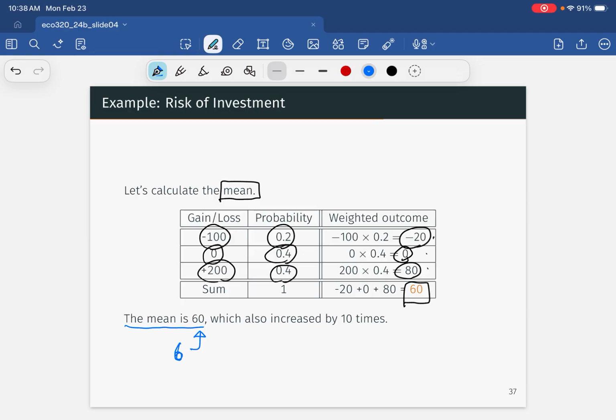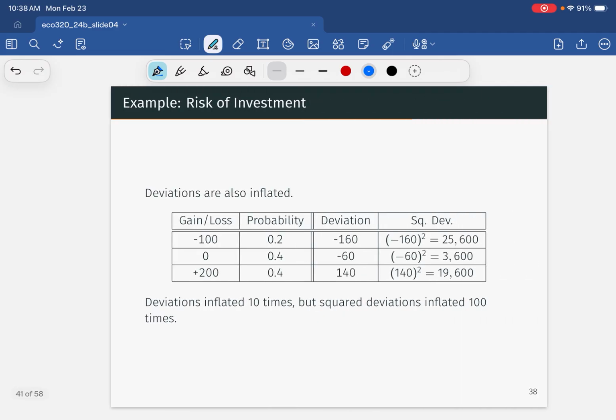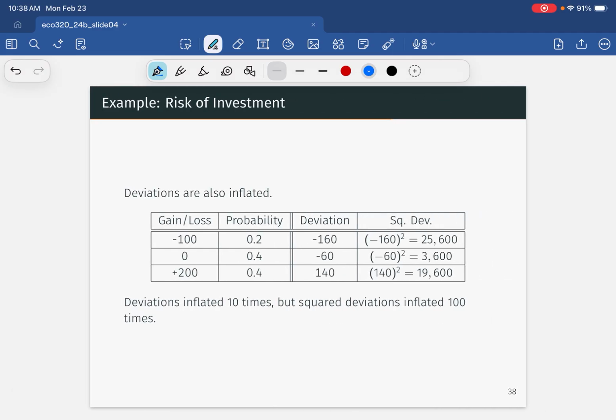Okay, it makes sense. The next step is to calculate the deviation. Here are the outcomes we get, and we are going to subtract 60. So 100 becomes minus 160, and 0 becomes minus 60, 200 becomes 140. So they are deviations. Up to here, these numbers are exactly 10 times larger than the original example.